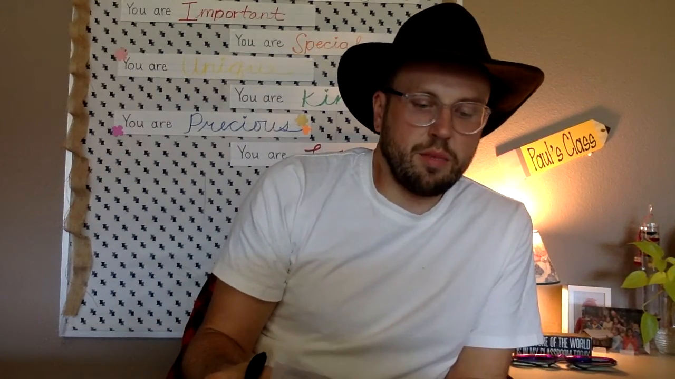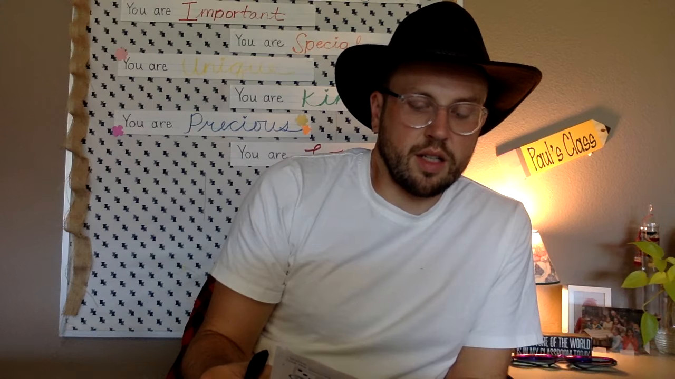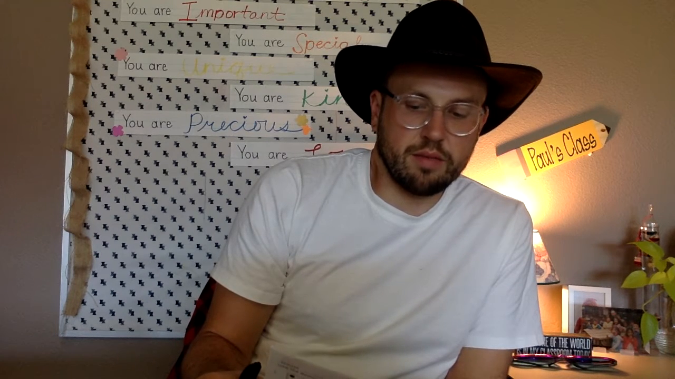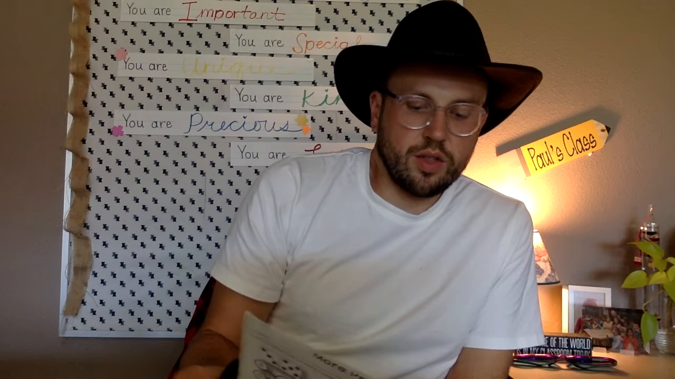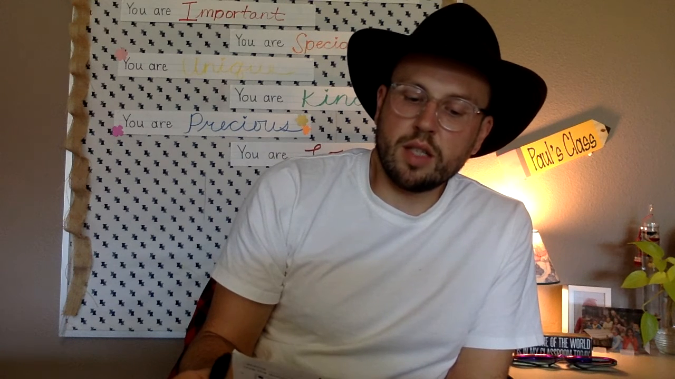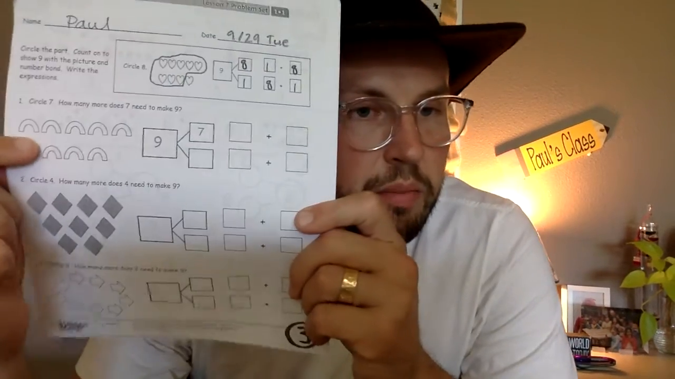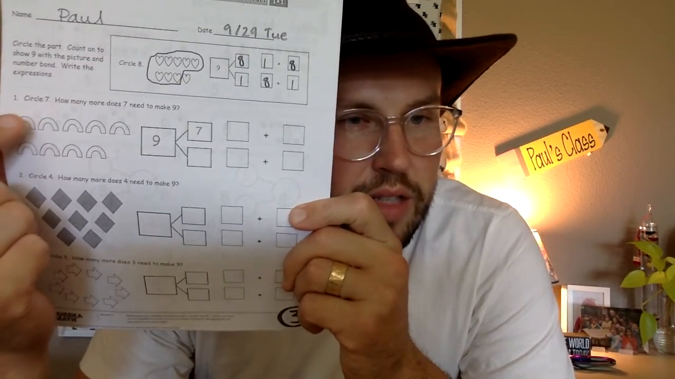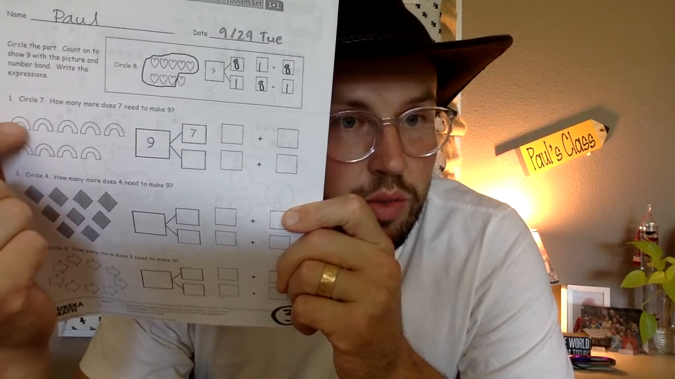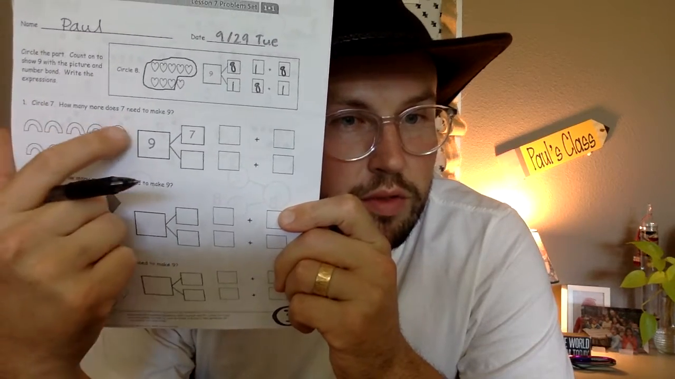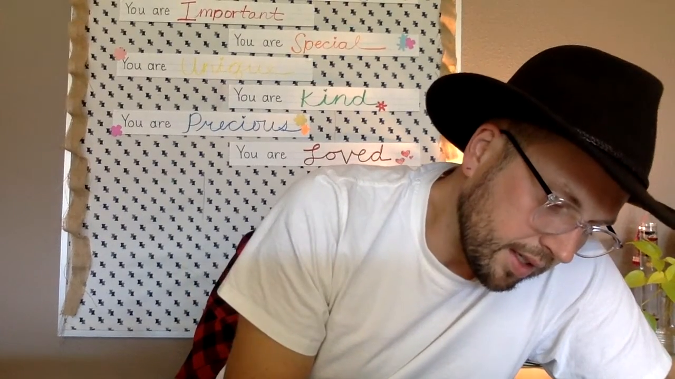And it says circle the part. Count on to show 9 with the picture and number bond. Write the expressions. Okay? So circle 7. How many more does 7 need to make 9? So in number 1, they're little kind of rainbow shapes or noodle shapes. So it says circle 7. So 1, 2, 3, 4, 5, 6, 7. So we're going to circle those 7.